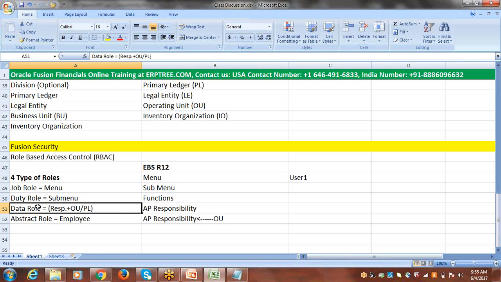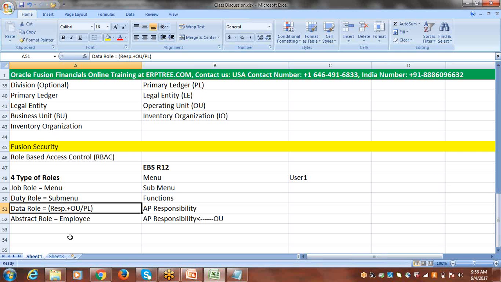Coming to data roles, they will be created based on the setups you do in the system, when you create an operating unit, primary ledger, or inventory organization, and based on definitions in fixed assets, such as corporate book and tax book. When you create these definitions, in EBS they are generally mapped with our responsibilities, though a few cases may not be mapped with a responsibility. Those kinds of definitions can also be generated as data roles in Fusion applications. And if you want to create data roles manually, yes, you can also do that. These are the points you have to understand.